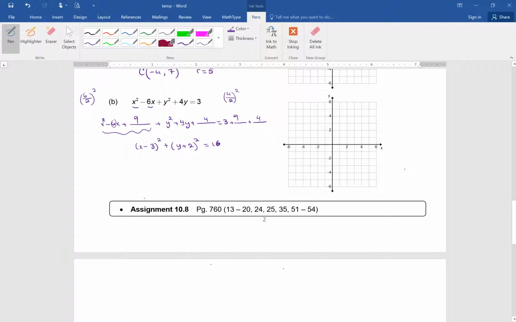Okay? And now look at that. You have your equation of the circle in standard form. Okay? So what's the center here? 3 and negative 2. And what's the radius? 4.